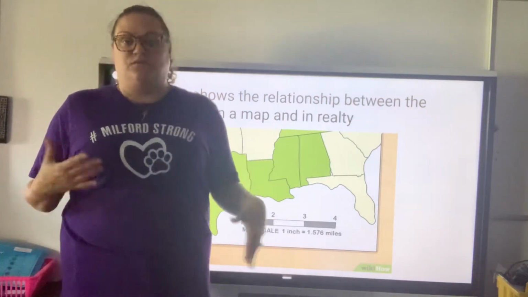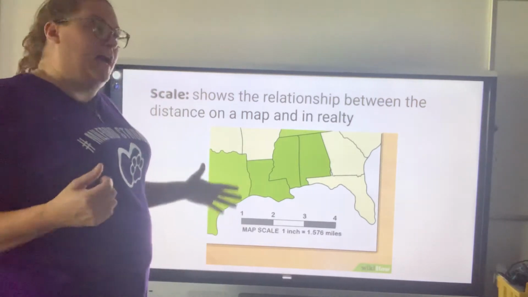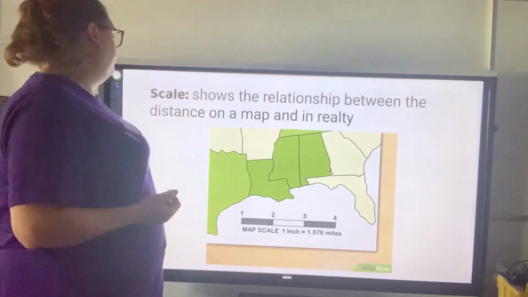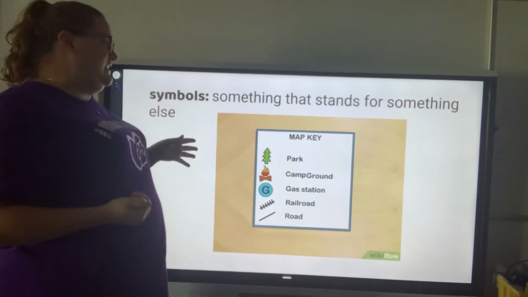Most of the time now we use Google Maps or some kind of GPS system, so it makes it a little quicker, but on a paper map, that's how you would do it. So that's scale. Symbols, something that stands for something else.